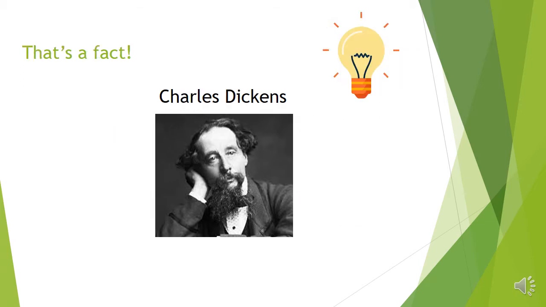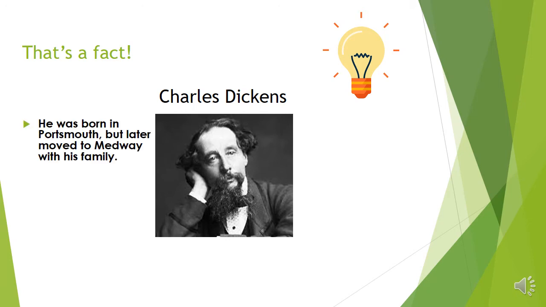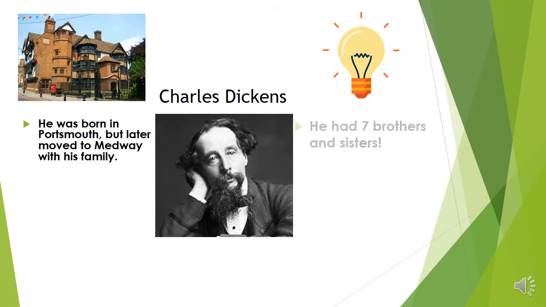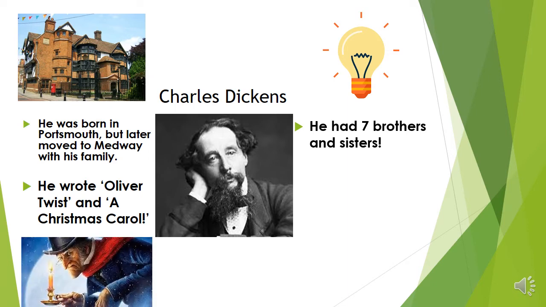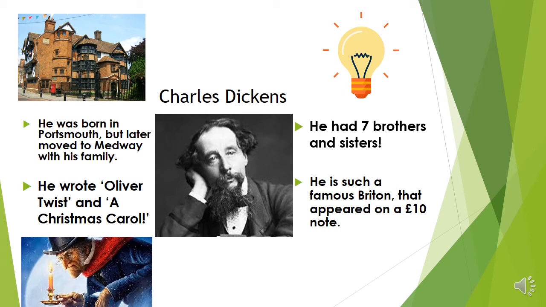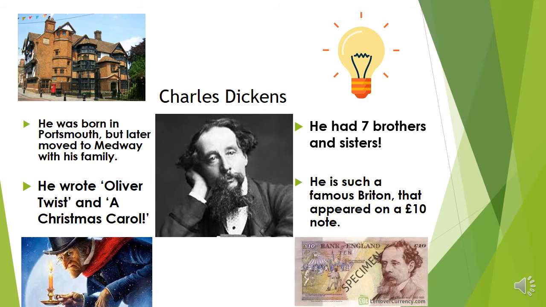Let's check the facts about Charles Dickens. He was born in Portsmouth, but later moved to Medway with his family. He had 7 brothers and sisters. He wrote Oliver Twist and A Christmas Carol. And he is such a famous Briton that he appeared on a £10 note. Wow!